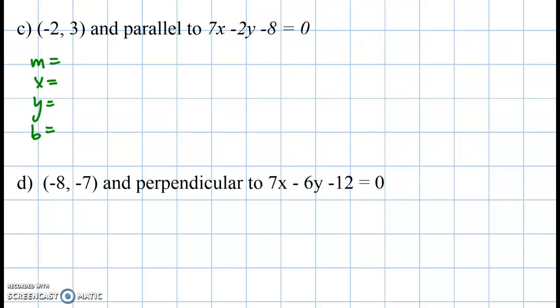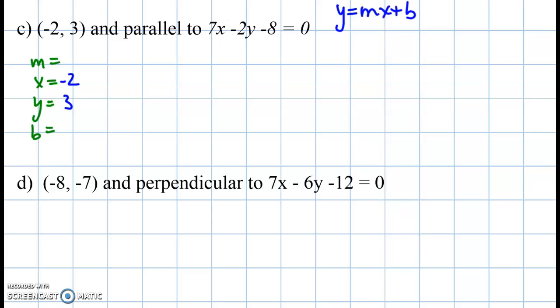When we look at C, it's given us 1 point, so right away we know the x and we know a y. We don't know the slope or the b. It does tell us that this line that we're trying to find the equation of is parallel to this equation. So we need to find the slope here in order to know the slope of our line. Okay, this is in general form. Let's put this into slope-intercept form so we know the slope.